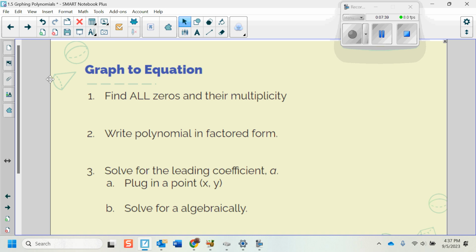Graphing to equation. Find all zeros and their multiplicity. Write the polynomial in factored form. Solve for the leading coefficient a. Plug in a point x and y. Solve for a algebraically. So I'm going to show you this.